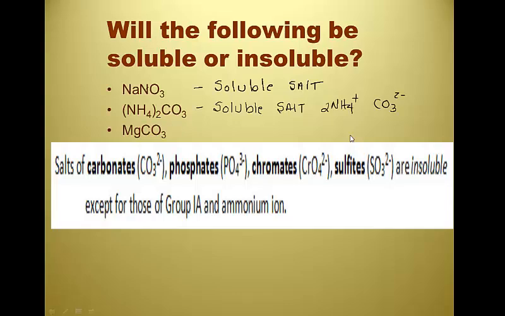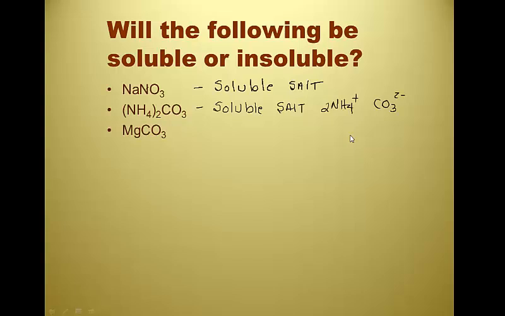According to the solubility rules, the salts of carbonates, phosphates, chromates, sulfites, and I'm just reading it right off the list, are insoluble, meaning they will not dissociate into ions, except for group 1A and ammonium ions. Well, magnesium is not group 1A, nor is it ammonium, so this particular carbonate is going to be insoluble in water and will not dissociate into its ions. It will stay a solid.